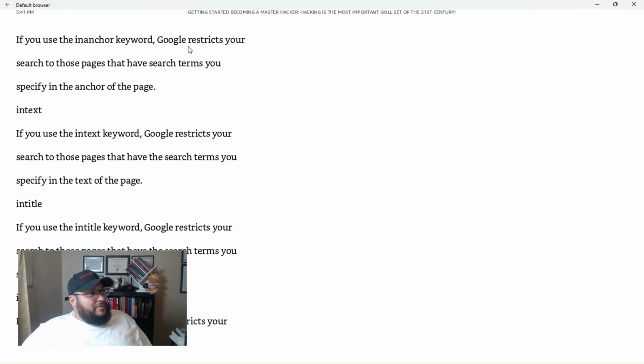If you use the anchor key, Google restricts your search to those. Okay, so you already know all this, right? If you use the intext key, I would get in there and write intext in your book. Then I would put a line under it, and put intext colon, and then in parentheses, I would put text keyword. Then you know how to use it. So it would be intext colon keyword. And then put on there, Google restricts your search to those pages, or however you understand your own writing. And then I'd put specify text in the page. So then you know how to use it, right?